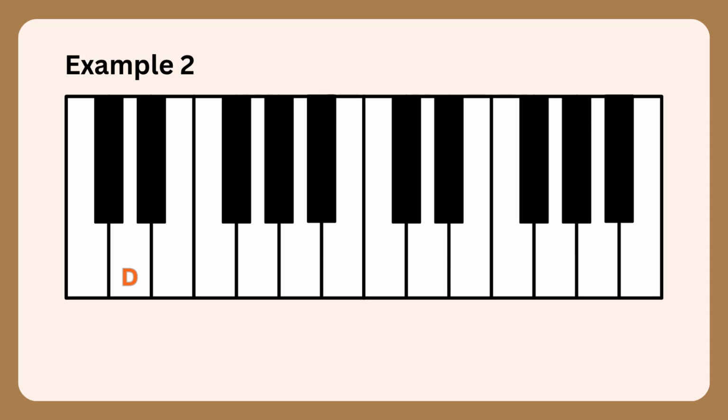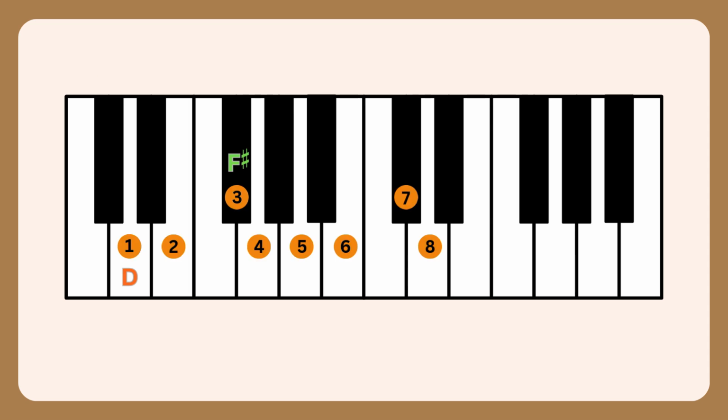Example 2, D to F sharp. F sharp is already in the key signature of D major. Therefore, the interval is a major third.